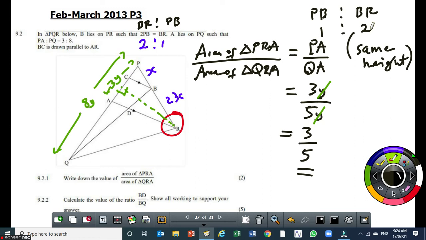PB is half of BR. I hope you are aware that if I write this as a fraction, say PB over BR, it will be 1 over what? Over 2. Okay. So I thought maybe this part you are getting that. So I will rewrite it the other way. Okay, make sure you are aware of that.